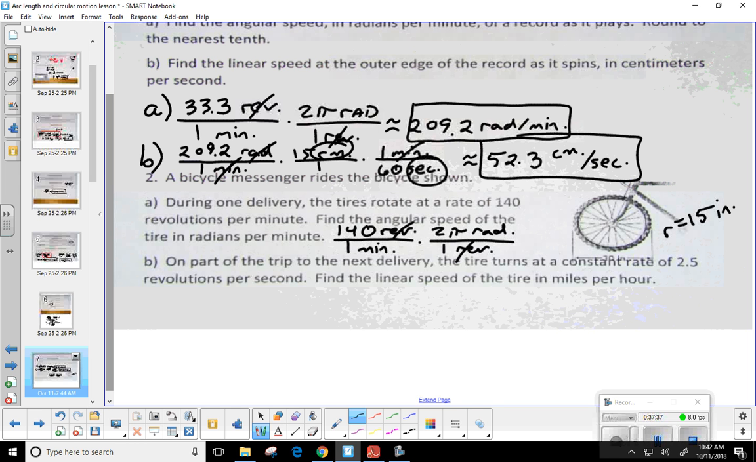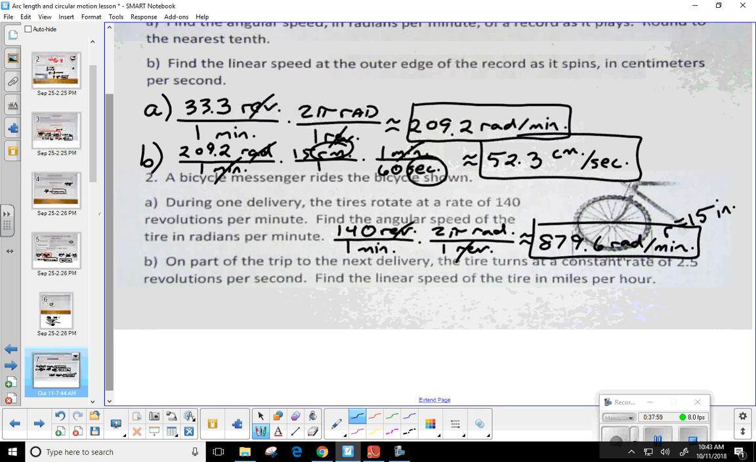So if you were to go ahead and approximate this, what do I get? How many radians per minute? I got 879.6 radians per minute. There we go. Perfect.